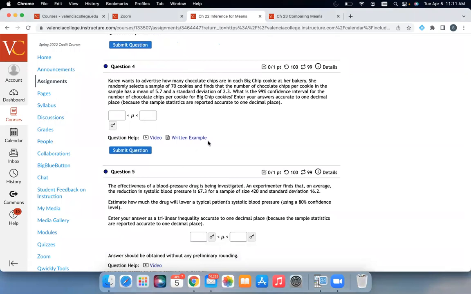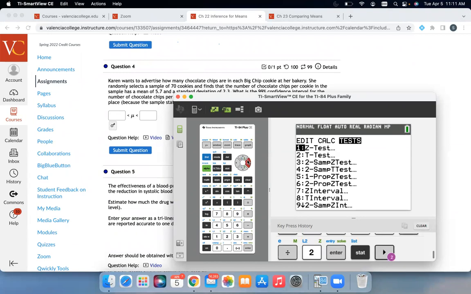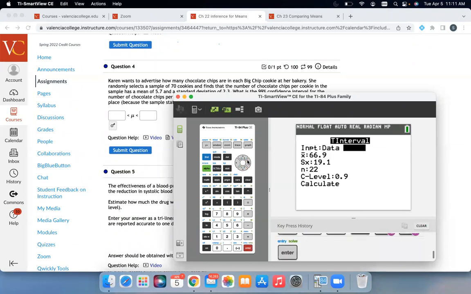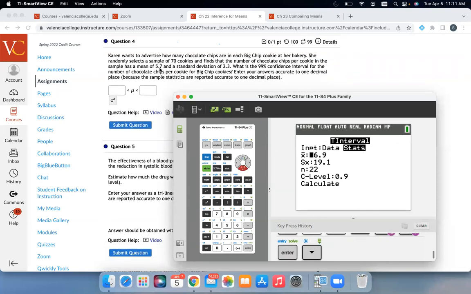Okay, here's a complete problem. That one's got a written example that I wrote up and a video by that other guy. Exact same kind of problem. Here, though, we're looking for the entire interval. So literally, it's just picking out the numbers that you need. Honestly, I really don't even have to read the whole question. I should, but really, it is just a matter of, okay, there's my sample mean, 5.7. There's my standard deviation, 2.3.